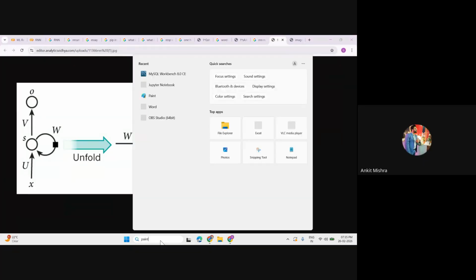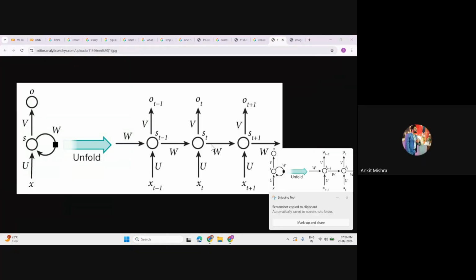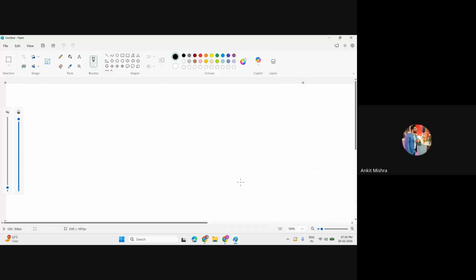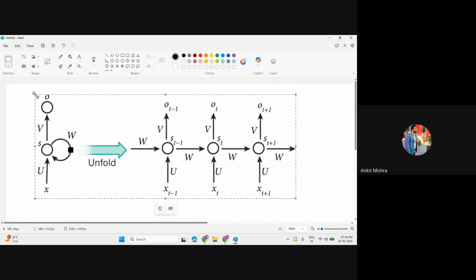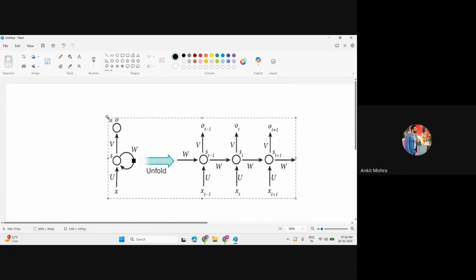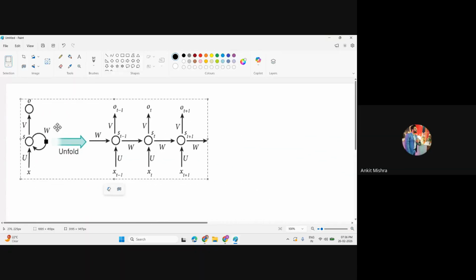I'll go to this Paint one. See, this RNN is very simple and very easy, but the problem is right now it's not market specific, because when the transformer architecture was launched by Google itself, this model right now does not play a crucial role in model training, right?